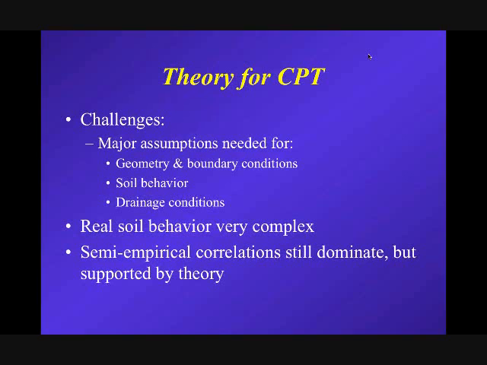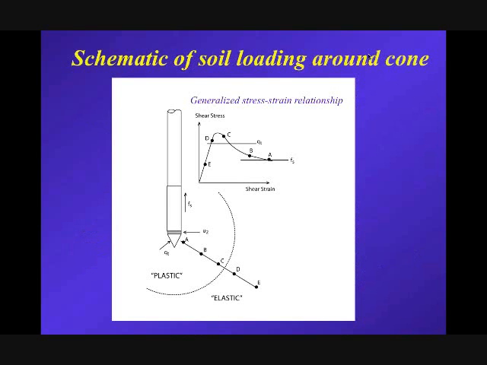So what we do tend to find is that the semi-empirical correlations still tend to dominate, but they're strongly supported by theory. So the theory often has come up with a form of a solution, and then people have gone out in the field and actually collected real data with real soils and then modified the constants in the form of the correlation to come up with semi-empirical correlations. So although we do tend to use empirical correlations, they are well supported by theory.